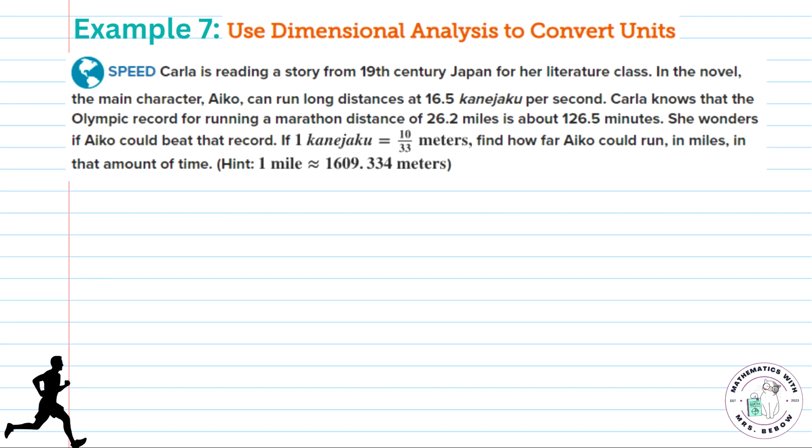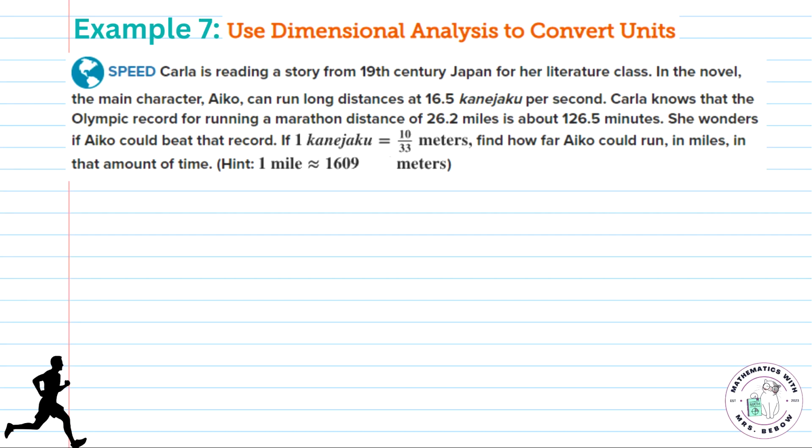So they tell us, again, what that distance is equal to in meters. And we're going to find out how far this person could run in miles in that amount of time and basically see if this person could beat that record. They also give us a hint that 1 mile is approximately 1,609 and 334 thousandths meters. As a runner, we really don't care about that 334 thousandths, and I'm going to tell all my students you can completely ignore that piece. So don't make it more complicated. 1 mile is approximately 1,609 meters.